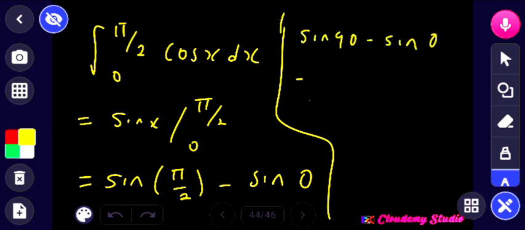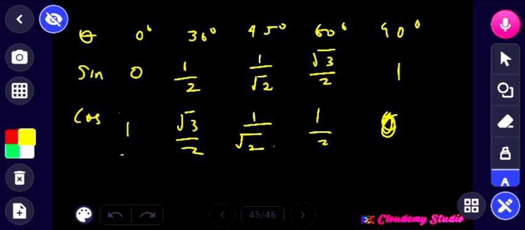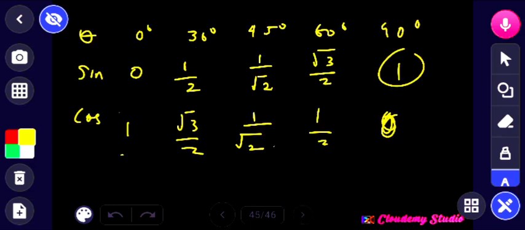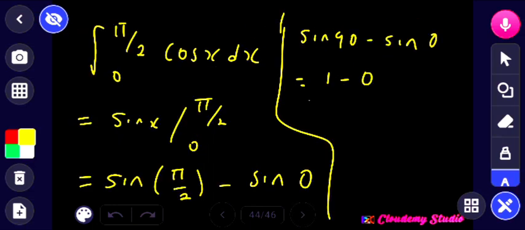That is equal to what? What is sine 90 from here? Sine 90 equals 1. So that is 1 minus, what is sine 0? Sine 0 equals 0. That is 1 minus 0, which means your answer is 1 in this case. This is how to solve the question that looks like this.